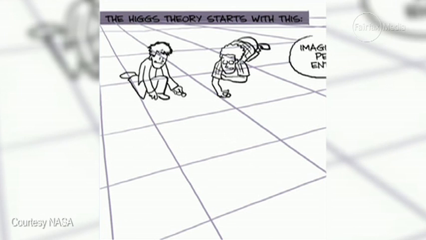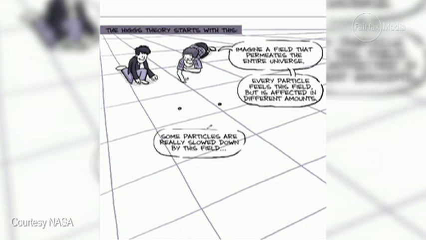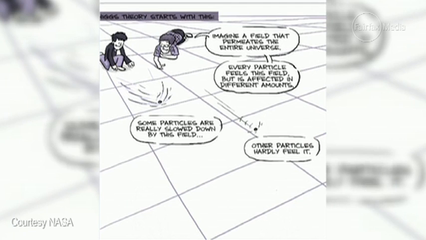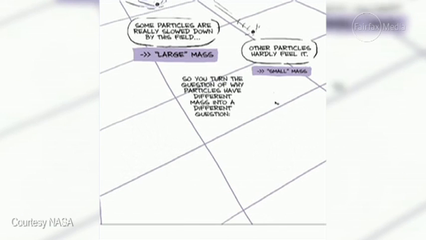So some particles are really slowed down by interaction with this field, like swimming through molasses, and other particles hardly feel it. The ones that hardly feel it have a small mass. The ones that are really affected by it, they couple strongly to this field, are slowed down a lot. They have a large mass. So you've turned the question of why do particles have different masses into a different question: why do particles feel the Higgs field differently?